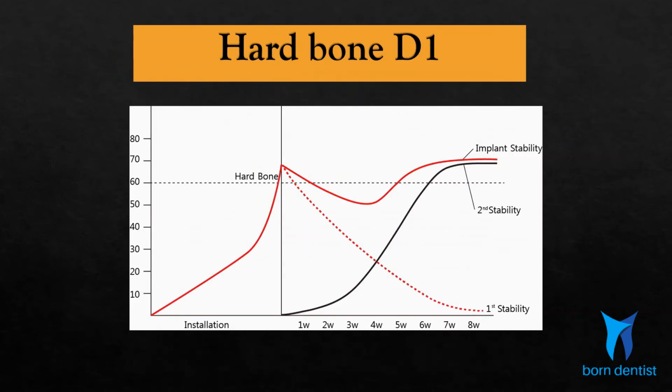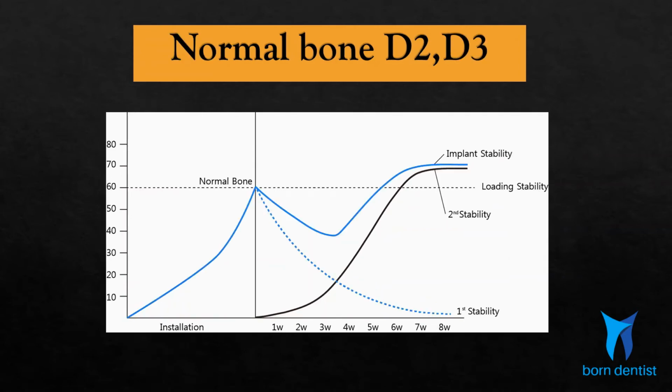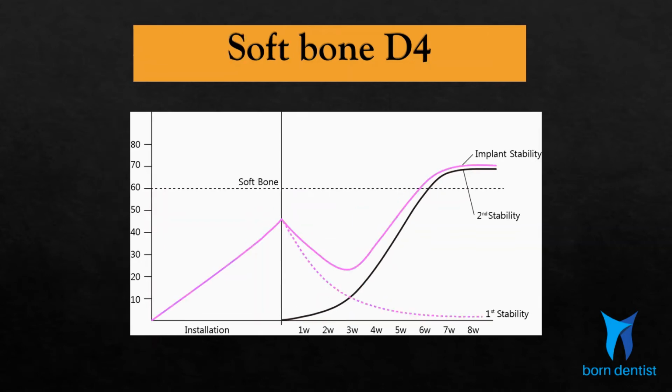Look at the pattern in hard bone, the most favored bone for immediate loading. Here the dip in total stability is less compared to other bone types. See the same graph in normal bone. The dip is a little more than what we see in hard bone. And in soft bone, the D4 bone, there is hardly any primary stability and a large dip in total stability, which makes immediate loading a riskier affair.